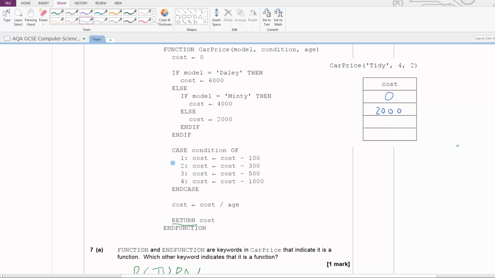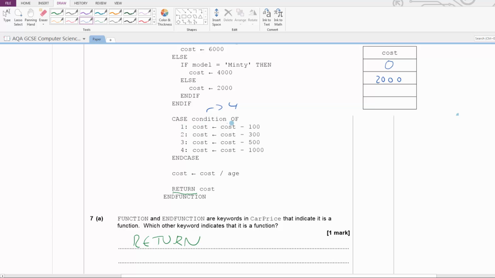So we're using a condition, so this is the second parameter, so the second argument, which is 4, not 2. So if condition of 1, 2, 3 and 4, well, we've got 4 here, so we're looking at this line right here. If it was 2, it'd be this line, 1 and 3 and so on. So the cost equals the current cost minus 1,000. So the current cost of this stage is 2,000, so this is 2,000 minus 1,000, which is 1,000.